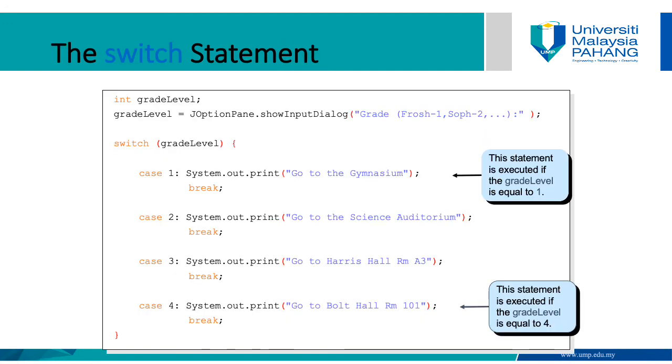Okay, now is the switch statement. Let's learn how to use the switch statement. This is an example of a switch statement. So what is the variable here? The grade level, integer gradeLevel. That is the variable here. And then the grade level here is called the switch control.